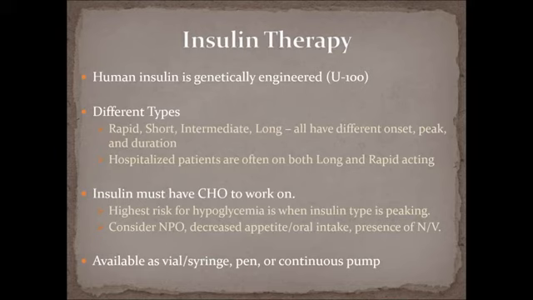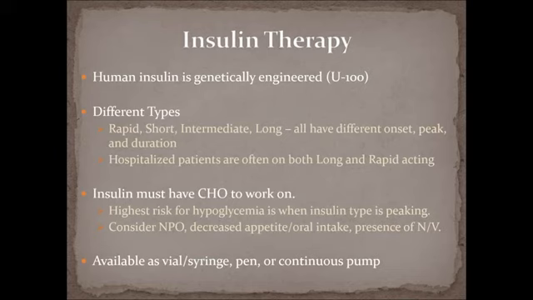With insulin, you want to understand that there are different types. And when I mean different types, I'm talking different onset, peak, and duration of these types. So you have rapid acting, short acting, intermediate acting, and long acting. Hospitalized patients and even patients at home that are on a regimen are often on long acting, and in the hospital they may be on rapid acting insulin as well. Rapid acting insulin is typically what we use for sliding scale coverage on the acute care unit.